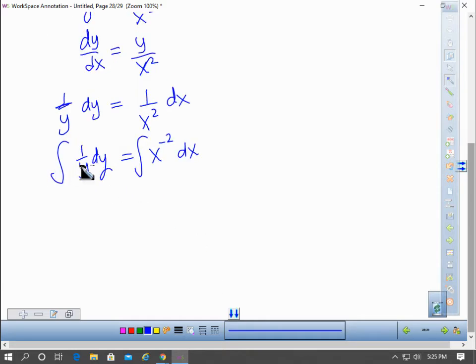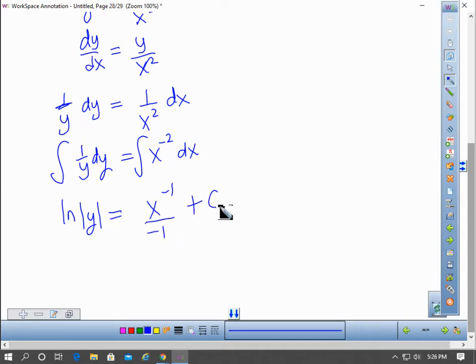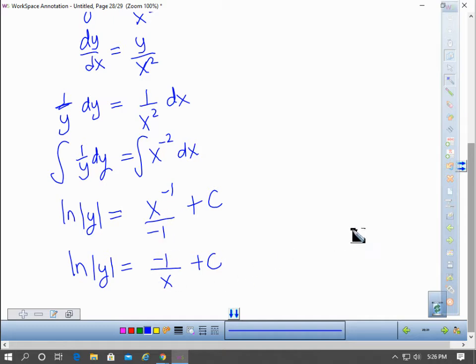So we know the antiderivative of 1 over y is the natural log of the absolute value of y. On this side, you're going to reverse the power rule. You're going to add 1 and then divide by your new power. So if I add 1, that'll be x to the negative 1. And then we're going to divide by negative 1. So then plus c. So I can write that as the natural log of the absolute value of y equals, put the x in the denominator since it's x to the negative 1. So that's going to make it 1 over negative x, which is the same thing as negative 1 over x plus c. So there is our general solution.